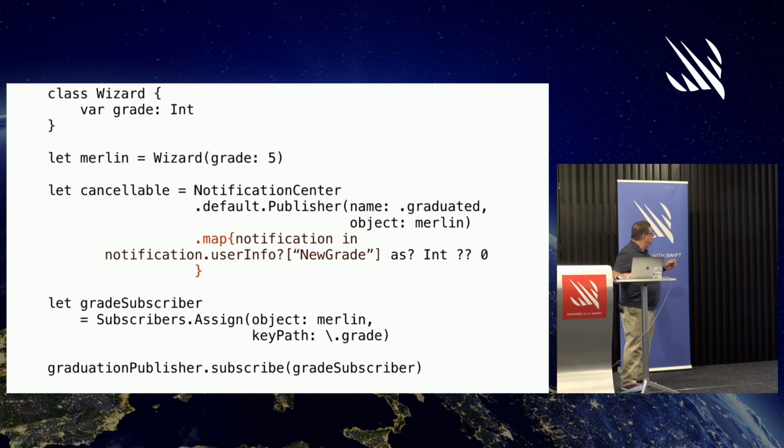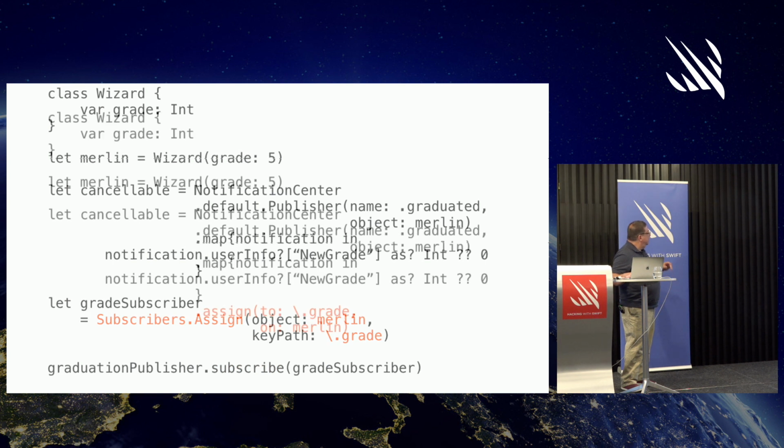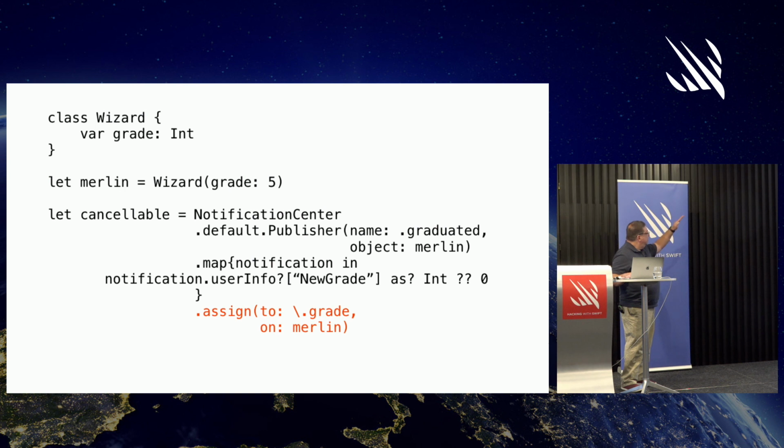And instead of this, once I've done that transformation, instead of this subscriber assign thing, we've got nicer notation for that as well. And so we can change this assign with Merlin and grade to this nicer call. And now you've got this nice chain of calls. And it depends on transforming it with map and then assigning it to the grade you want. Isn't that a great use of map?